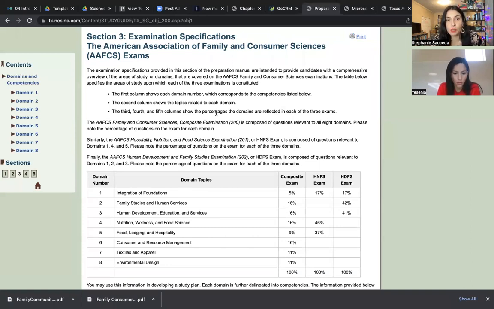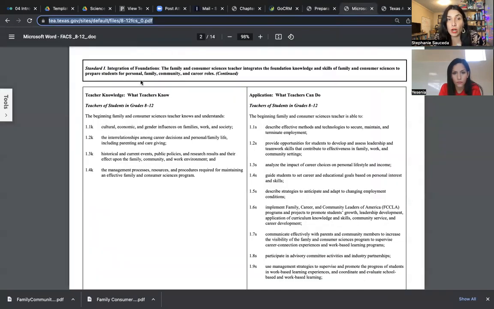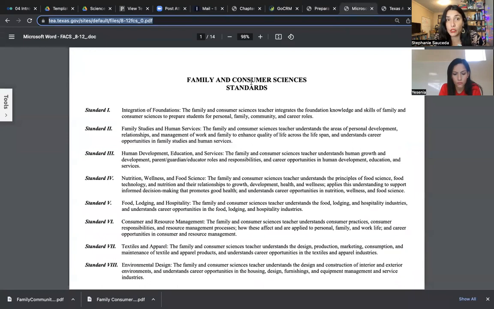Okay, so it shows you the different percentages here. The health, nutrition, food science examination makes up 17% of domain 1, but it's only 5%. So here, this is important for you to know, the human development and family science studies examination. Those standards are going to be found in a different document than the one I showed you, because remember, this one here is just family consumer sciences.